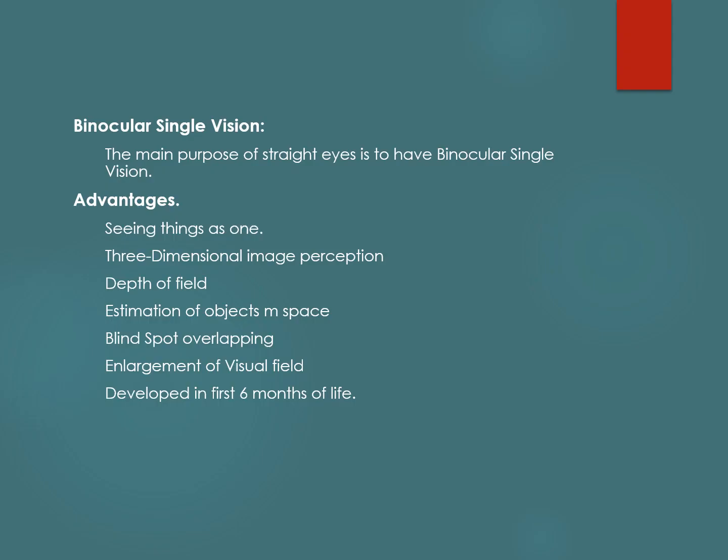The main purpose of having straight eyes or non-squinting eyes is to have binocular single vision. What are the advantages? Obviously, seeing things as one, three-dimensional image perception, depth of field, estimation of objects in space, blind spot overlapping, enlargement of visual fields. This reflex develops within the first 6 months of life.